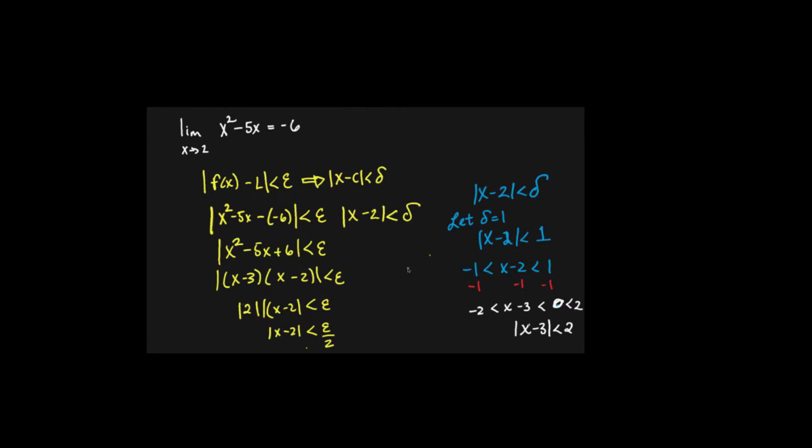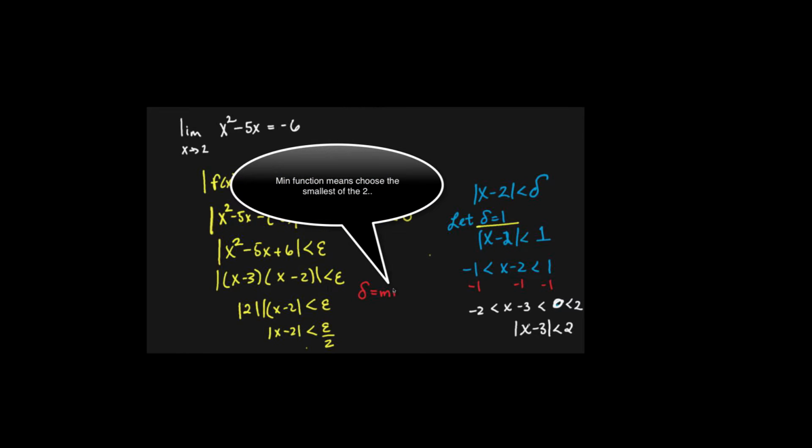Because we chose an arbitrary delta of 1, your answer has to be given in the form of the min function, which means choose the smallest delta between the one I chose and epsilon over 2. One of them has to be 1 because we chose delta equals 1. The other one is the answer we got, and it depends on epsilon.